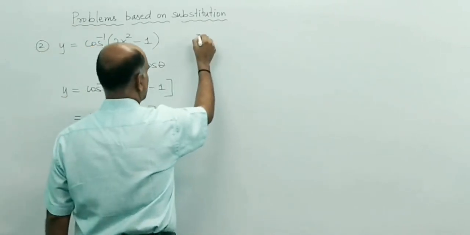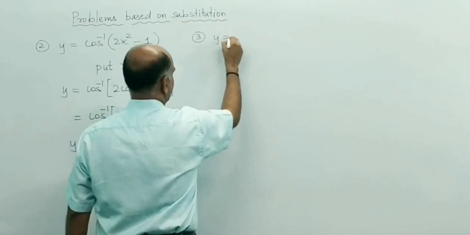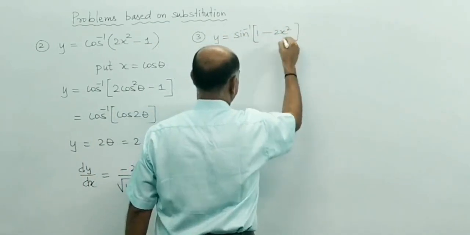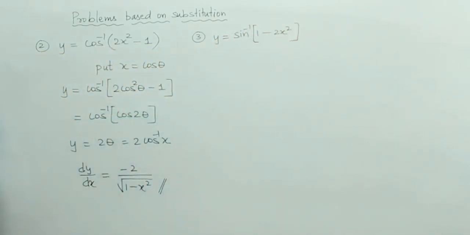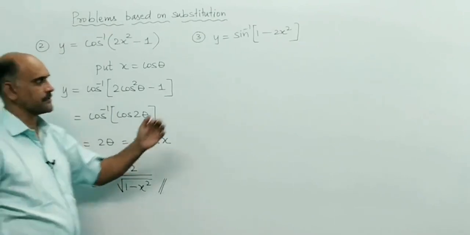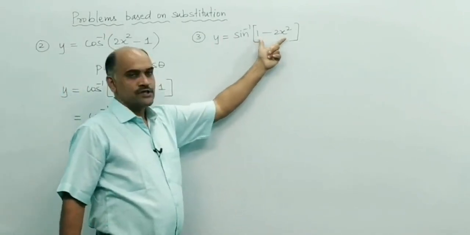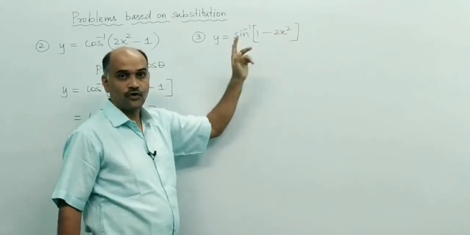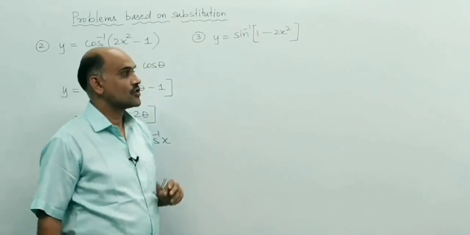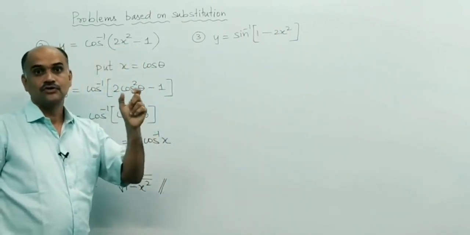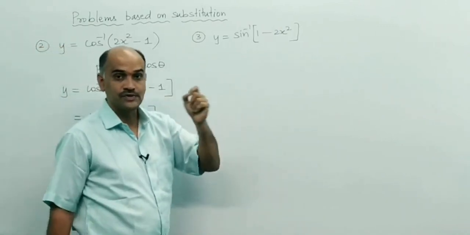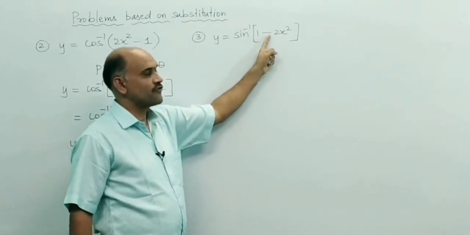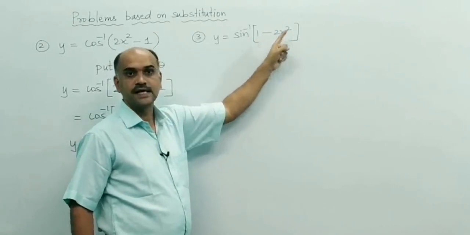Similarly, third, y is equal to sin inverse of (1 minus 2x square). Now again observe this bracket, 1 minus 2x square. It is in the formula of cos 2 theta. Cos 2 theta can be written in 3 types: 2 cos square theta minus 1, 1 minus 2 sin square theta, or cos square theta minus sin square theta. So this is in the form of 1 minus 2 sin square theta.